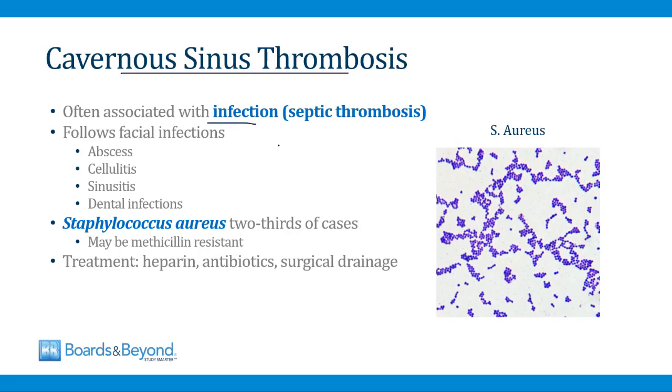In other words, the patient develops an infected blood clot, which is called a septic thrombosis. This usually occurs after a patient has had a facial infection and the infection spreads to involve the cavernous sinus and then a blood clot forms. So patients who have had facial abscesses or cellulitis or sinusitis or sometimes dental infections, these things can all lead to a cavernous sinus thrombosis. The majority of cases, 2/3 of cases, are associated with Staphylococcus aureus, and it can be methicillin resistant. And this is a high yield sort of thing to know for your board exams.